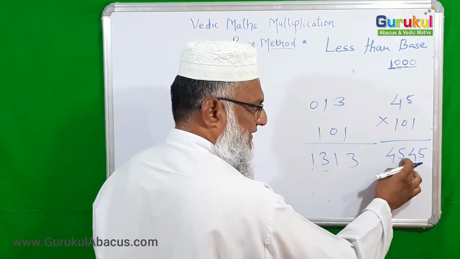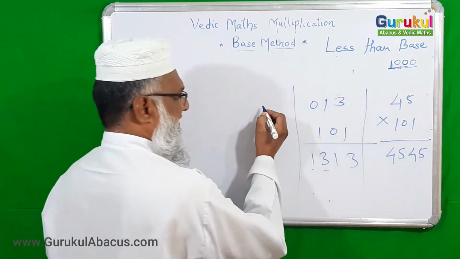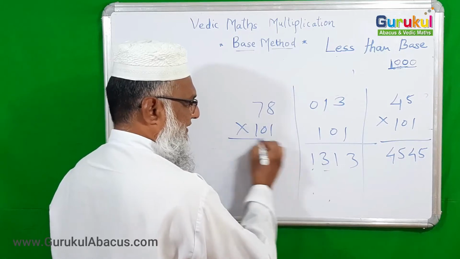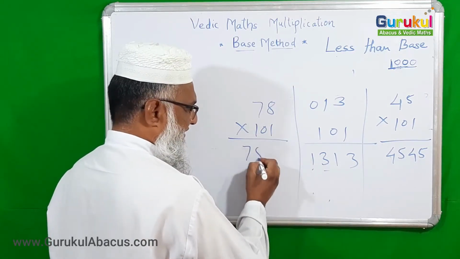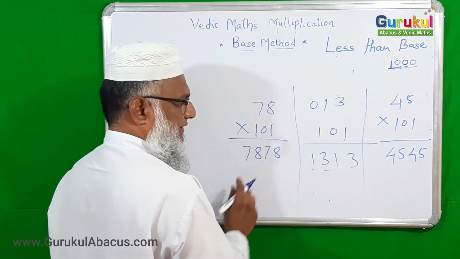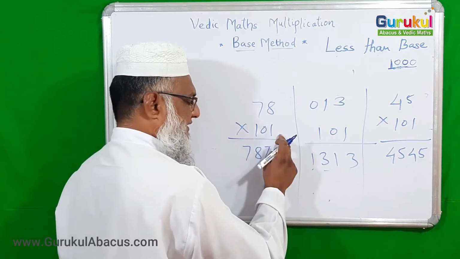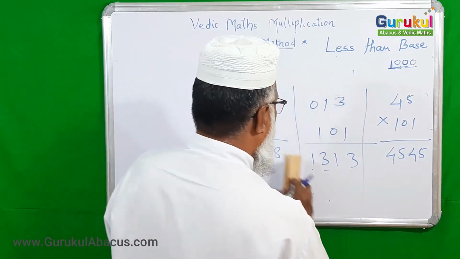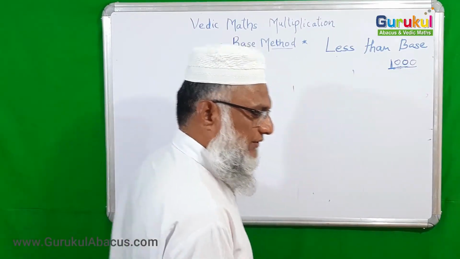It means 4545. One more example we are taking here: suppose 78 multiplied by 101, then you are writing here 78. It means 7878. The rule is what? If you are multiplying any 2 digit number by 101, write it twice. That's it. We have done it. Okay, now the next example we are solving.